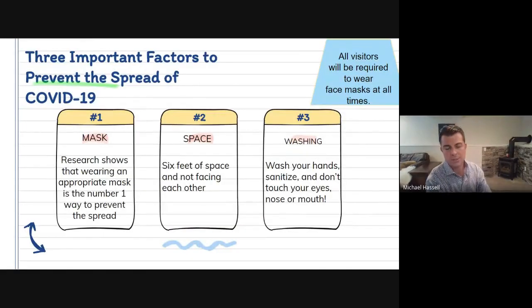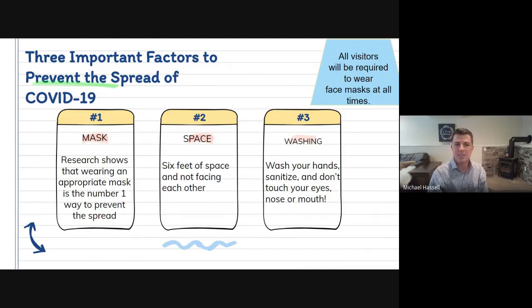And just a little science behind COVID-19, the number one way to prevent it is wearing a mask. The second way to prevent COVID is spacing 6 feet or more when possible. And the third thing is sanitizing and washing. So students will have access to hand sanitizers throughout every single classroom, in the main office, in the cafeteria. There's hand sanitizer everywhere. The bathrooms have our water and soap that they could use as well.